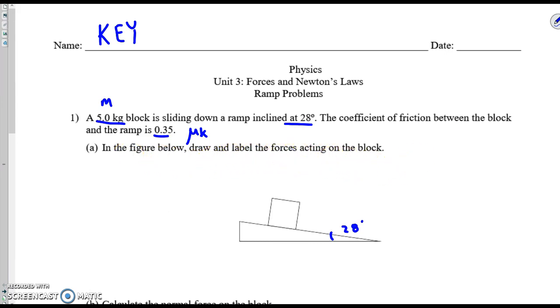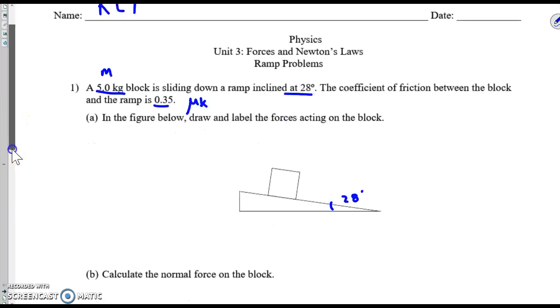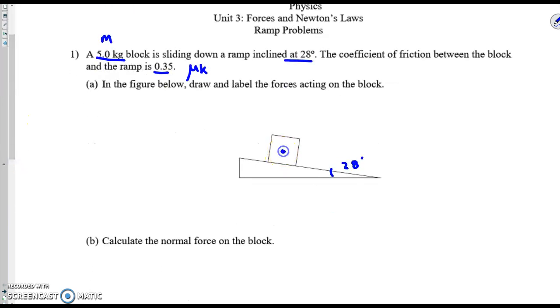Okay. We start with gravity. Gravity pulls from the center of mass, and it pulls straight down. mg. We also have the normal force, which is always drawn perpendicular to the surface of the ramp, or perpendicular to whatever surface the block is resting on. So the normal force has to lie along this angle, like this. Fn.